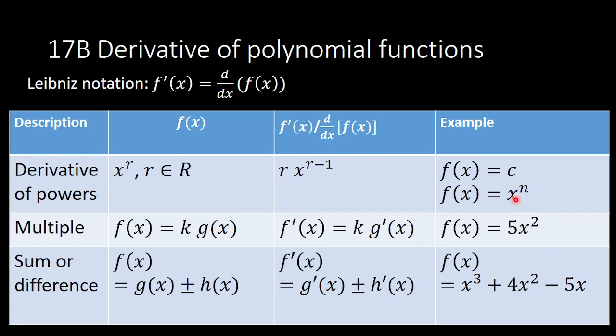And if you have a function x to the power of n, that's going to be n times x to the power of n minus 1. That's the derivative. And the rest is from the previous slide. Very similar, but it's a good summary to have in your notes. Okay.